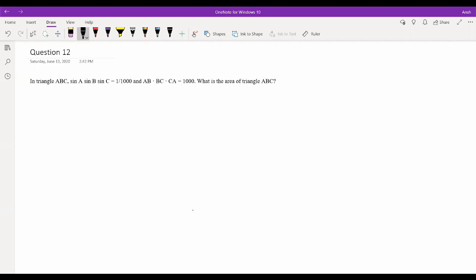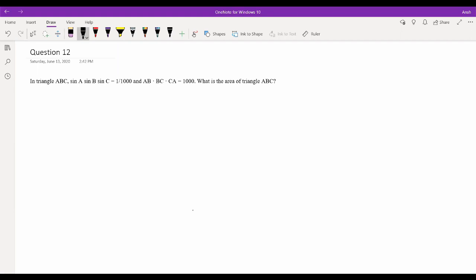So for our next question, and also our last question, we have that in triangle ABC, the product of the sines of all three angles, so sine A, sine B, sine C, is equal to 1/1000th. And we know that AB times BC times CA, so the product of all three sides, is equal to 1000.